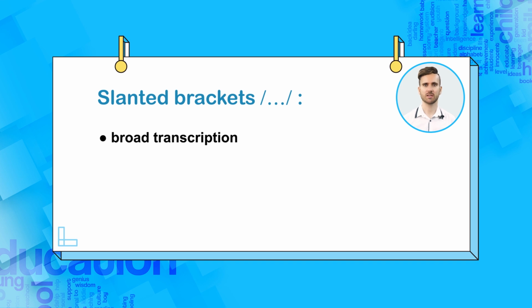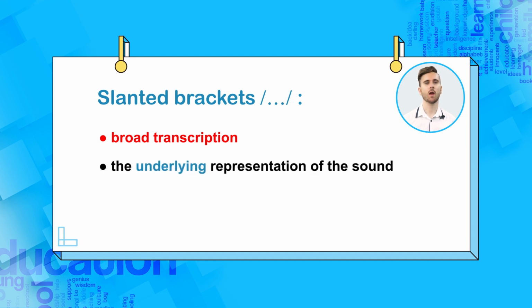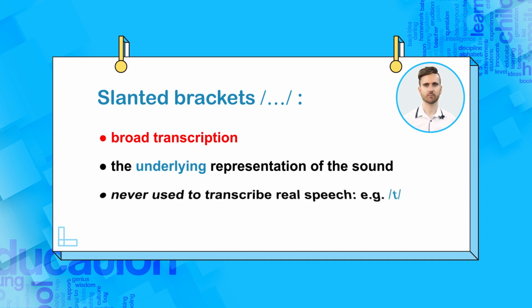The type which uses slanted brackets is called broad transcription. We use this type to represent the abstract or the theoretically perfect head of a category of a sound. In other words, broad transcription represents our concept of the sound in our minds. The linguistic name for this is the underlying representation of the sound.